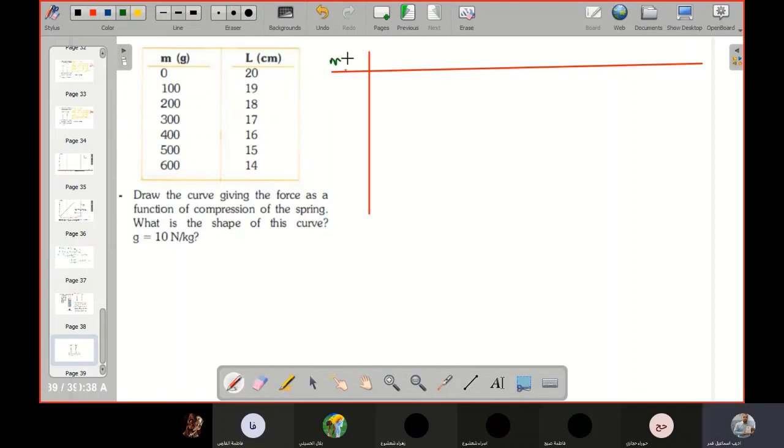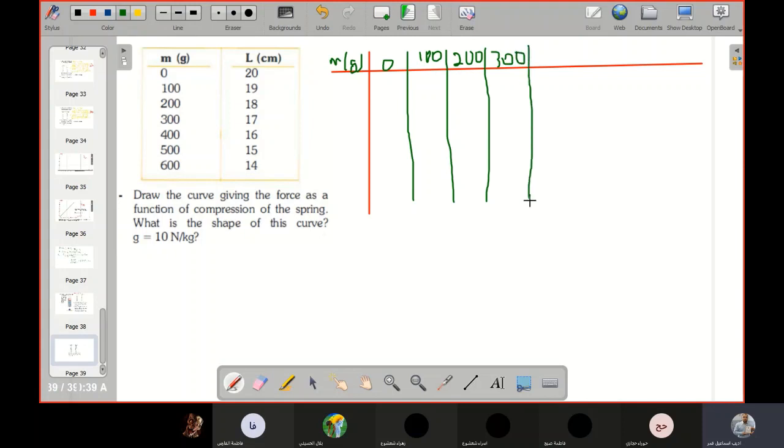So the mass in grams: 0, 100, 200, 300, 400, 500, and 600.